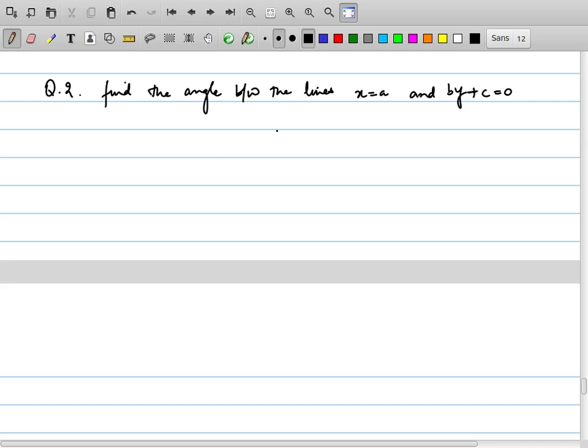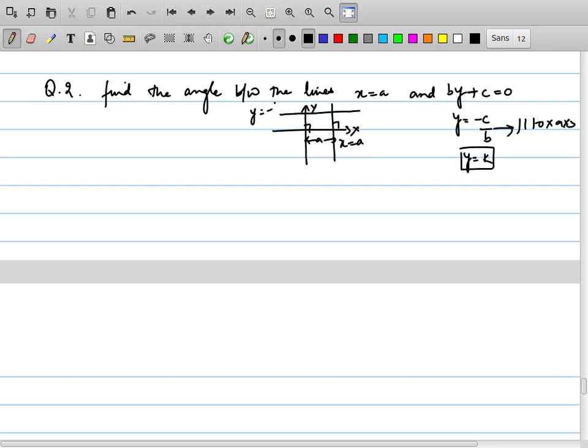X is equal to a is what? It is a line parallel to y-axis. This is distance a. This is parallel to y-axis. And what is y equals to minus c by b? by is equal to minus c. Therefore y is what? Minus c by b. These are constants. Therefore it is of the form y is equal to k. And this is a line parallel to x-axis. Wherever it might be, above or below.